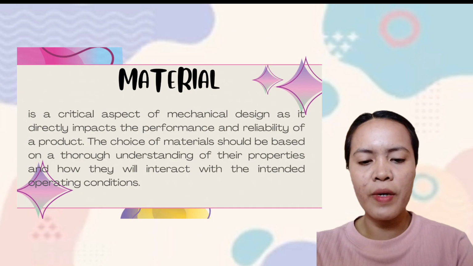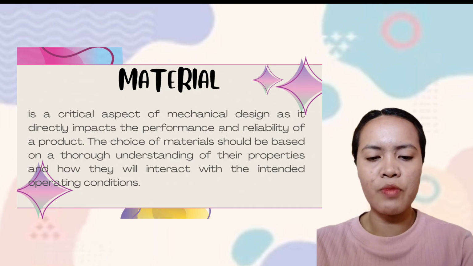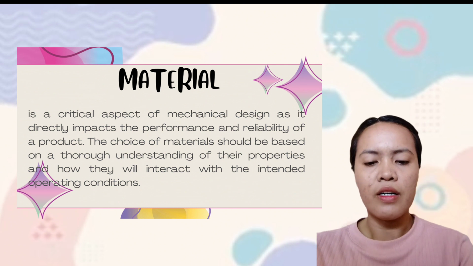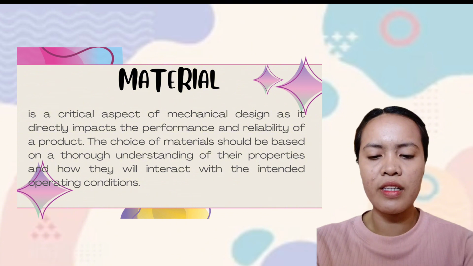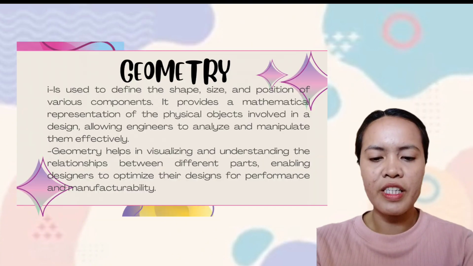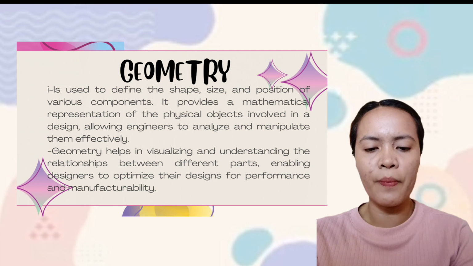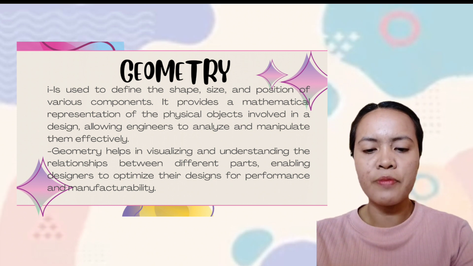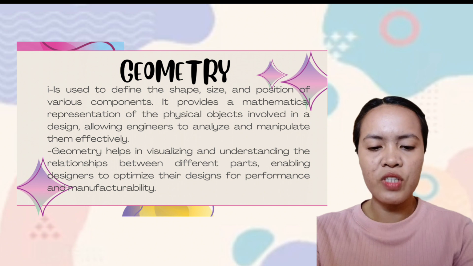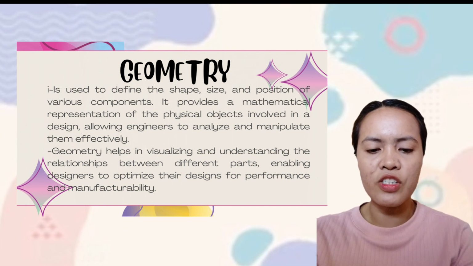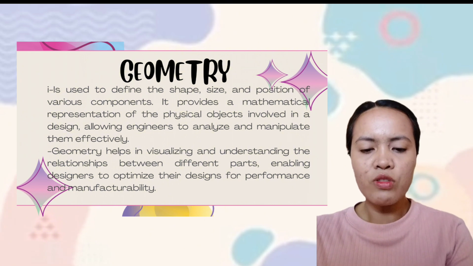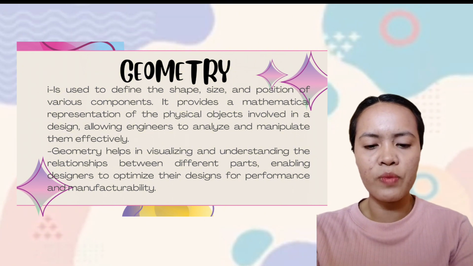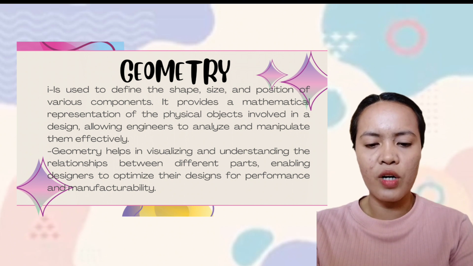Second, material is an aspect of mechanical design as it directly impacts the performance and reliability of a product. The choice of materials should be based on a true understanding of their properties and how they interact with the intended operating conditions. Geometry is used to define the shape, size, and position of various components. It provides the mathematical representation of the physical objects involved in the design, allowing engineers to analyze and manipulate them effectively. It also helps in visualizing and understanding the relationship between the different parts, enabling designers to optimize their design for performance and manufacturability.